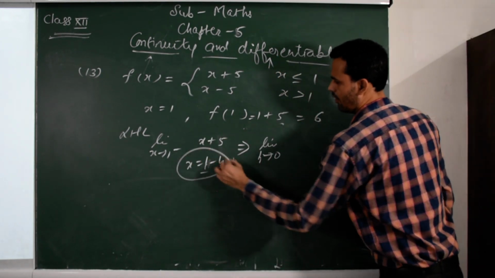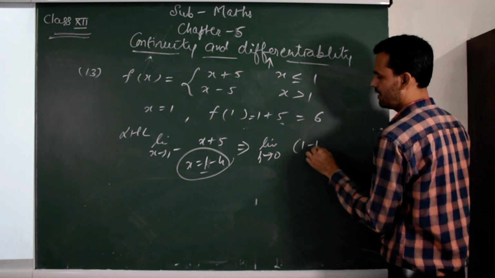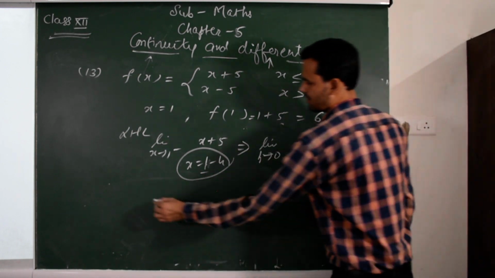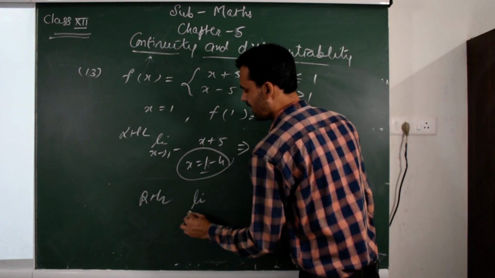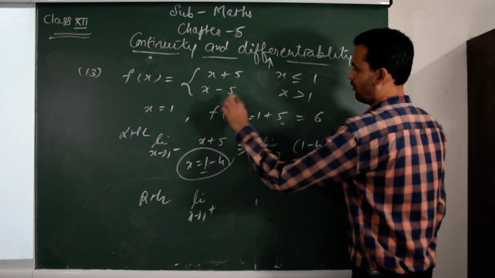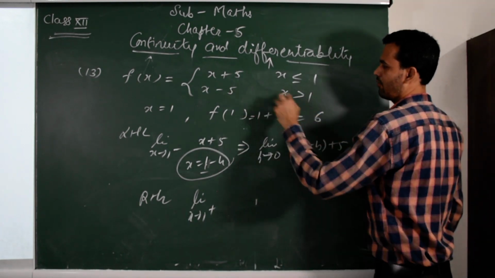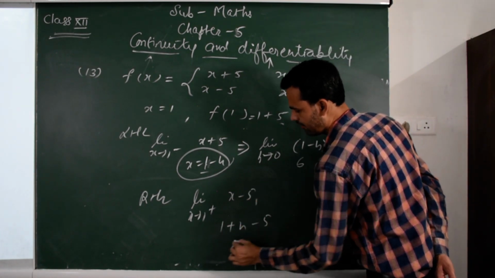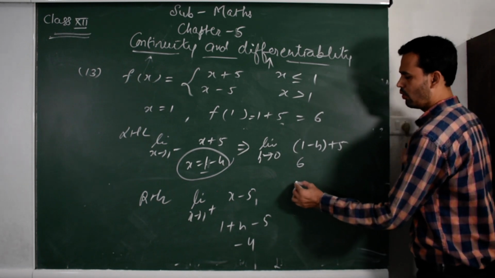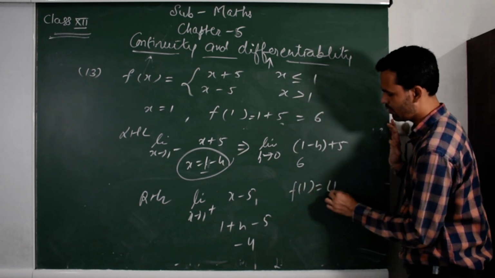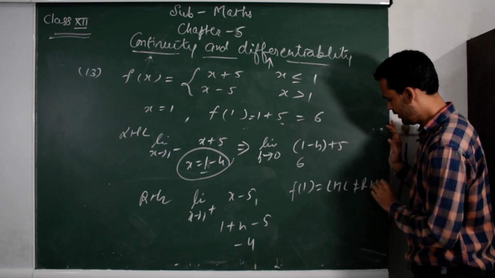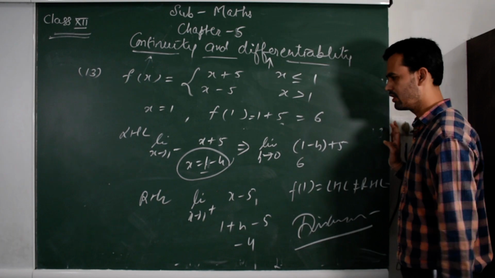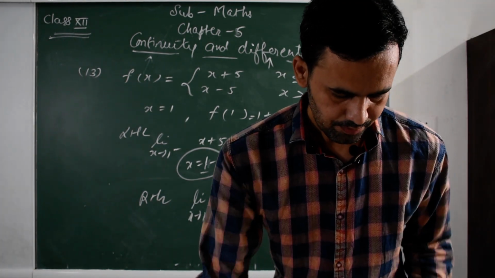So x equals 1 minus h. At the place of x we write 1 minus h plus 5, value of h is 0, so its value is 6. LHL is also 6. RHL, limit x tends to 1 plus, it means greater than 1, the function is x minus 5. So 1 plus h minus 5, it means minus 4. So value of f(1) equals LHL, not equal to RHL. Function is discontinuous, not continuous.